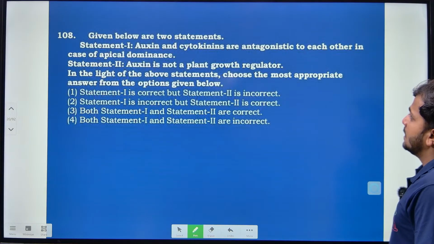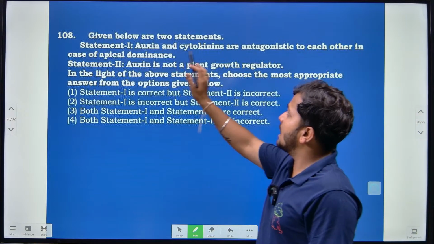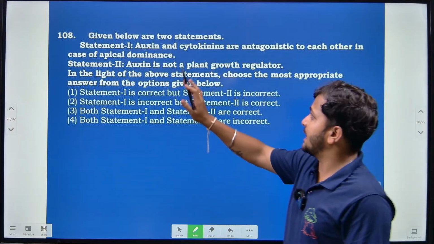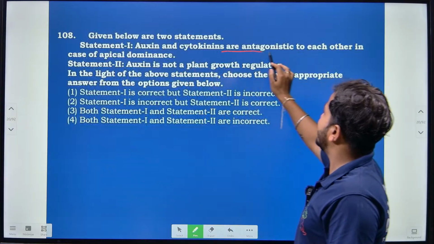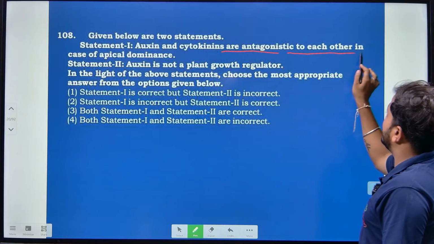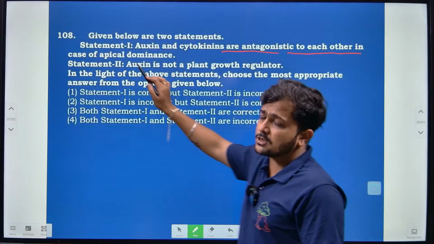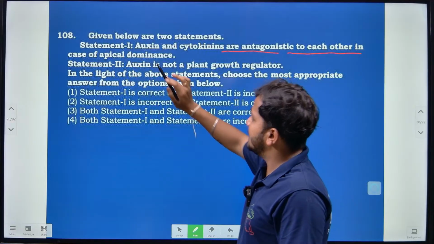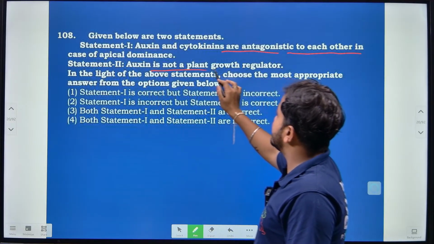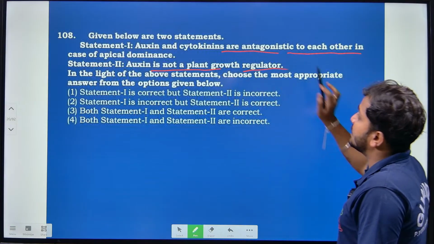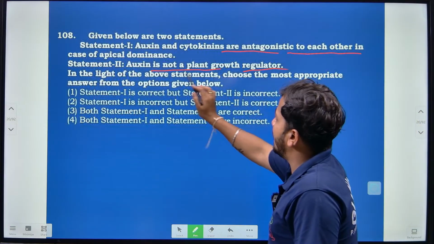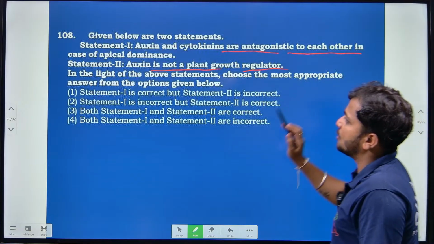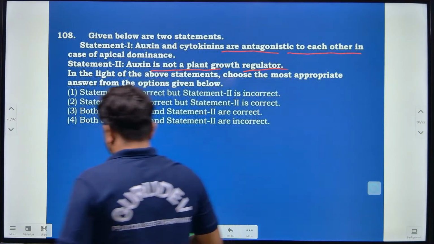Then the next question: given below are two statements. Statement 1: auxin and cytokinins are antagonistic to each other in the cause of apical dominance. Statement 2: auxin is not a plant growth regulator. In the light of the above statements, choose the most appropriate answer from the options given below.